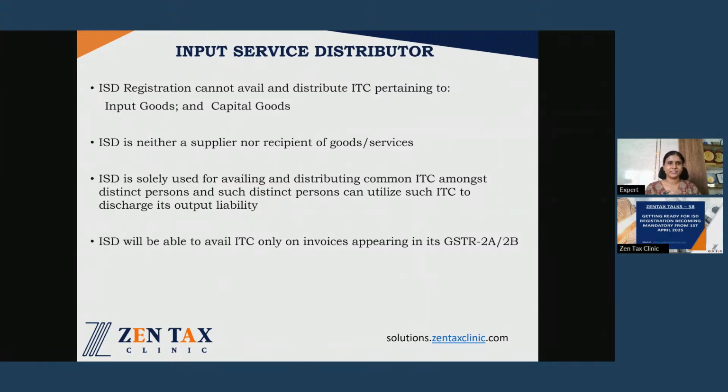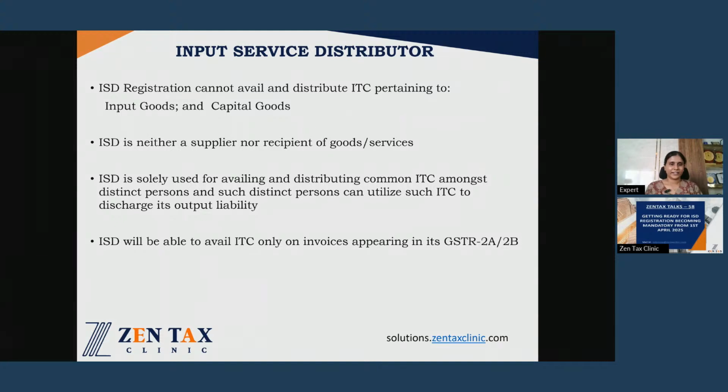As we saw from the GST definition itself, ISD registration can be availed and distributed only for input services. The ISD registration cannot be availed or distributed for ITC pertaining to input goods or capital goods. The ISD is neither a supplier nor a recipient of goods or services. The ISD is solely used for availing and distributing the common ITC between those distinct persons, and by this transfer, the distinct person will be able to utilize such ITC by discharging their output. They can use this ITC to discharge their output tax liabilities.